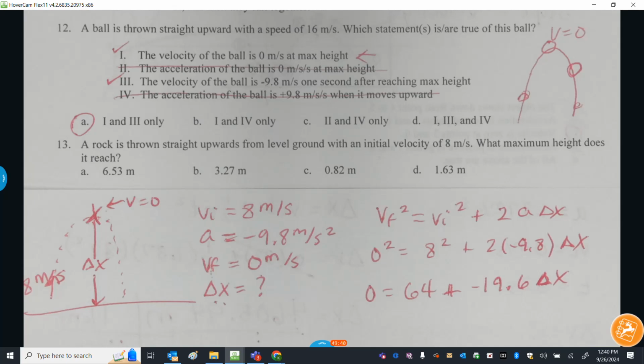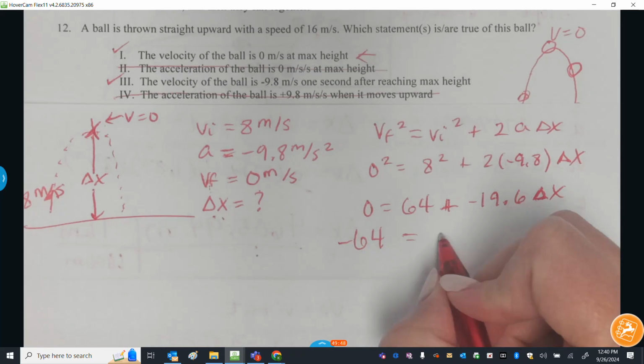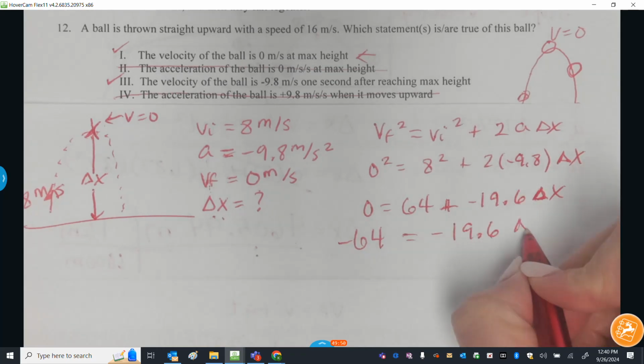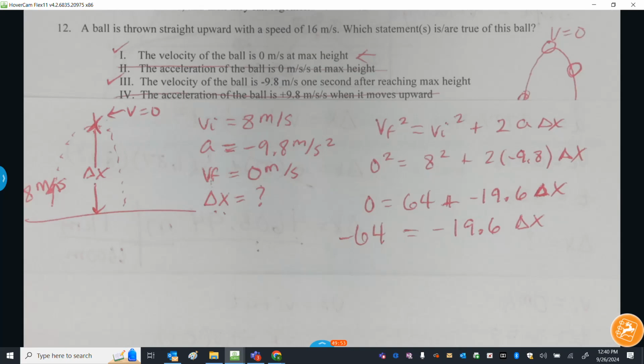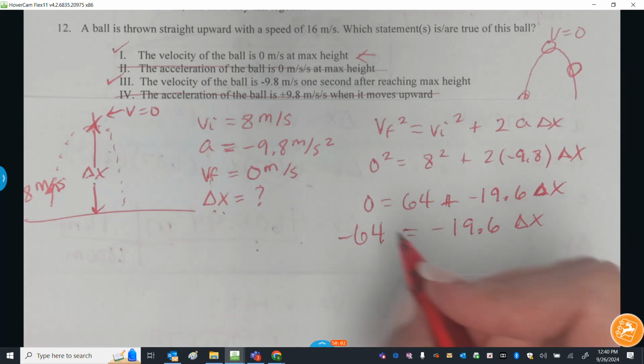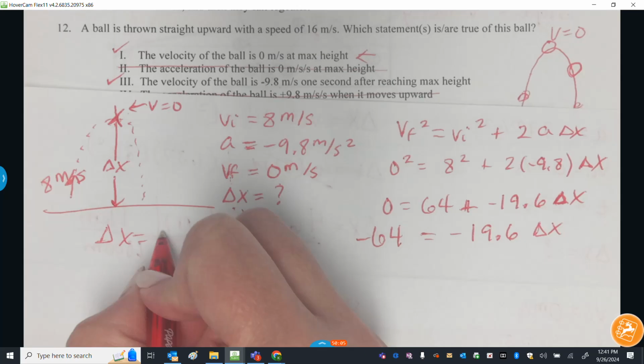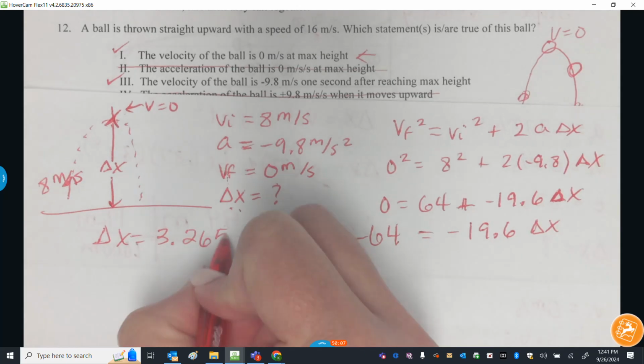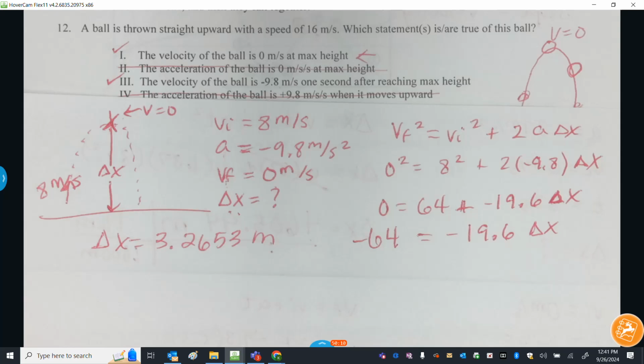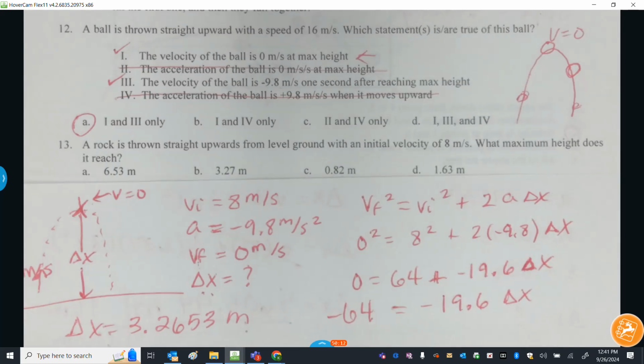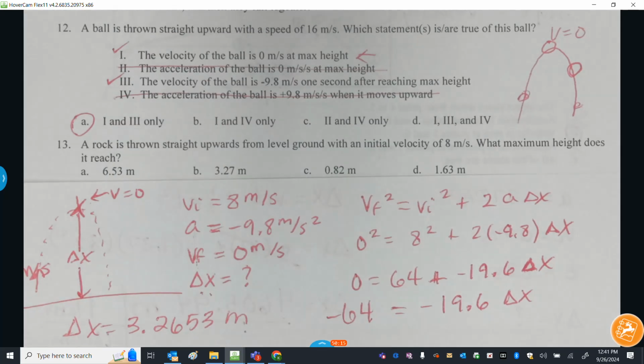So now we just have to solve for this. Algebraically, we need to move 64 over here, so we're going to subtract it from both sides, and we get negative 64 equals negative 19.6 times delta x. And now I have to divide both sides by negative 19.6. Those negative signs are going to cancel, so it's really just 64 divided by 19.6. When I do that, I am going to get a displacement of 3.2653, it keeps going, meters. If I take a look at my answer choices, that is answer choice B, 3.27 meters.